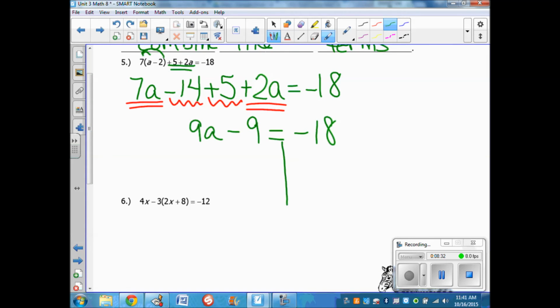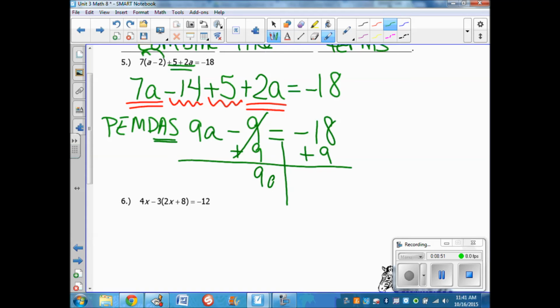I'm going to draw my line down, and then think of the reverse of PEMDAS. Reverse, we talked about this last video. I've got to add or subtract first. So I'm going to add 9 to both sides. 9a equals -9. Now I'm going to do any multiplication or division. So 9 times a, how do I undo multiplying by 9? I've got to divide both sides by 9. And I'm left with a is -1.